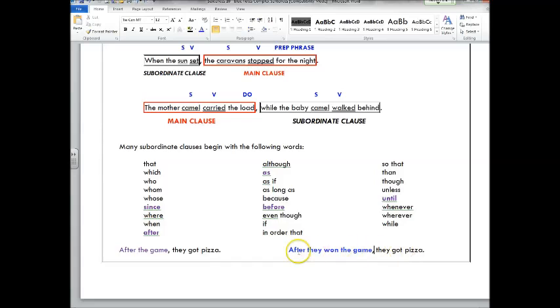Compare that with this example over here. After they won the game, they got pizza. Here, we have a subject, they, we have a verb, won. Even though I still have game, after is not a preposition in this case. It is a conjunction, and it is beginning our subordinate clause, after they won the game. They got pizza is the main clause. So the way you can tell is to identify, is there a subject and verb following the word? If there's a subject and verb, you have a clause. If there's no subject and verb, you just have a noun, then you have a prepositional phrase.